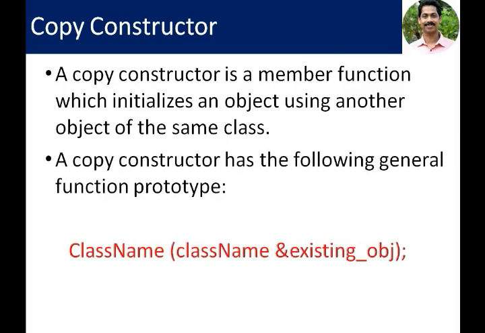A copy constructor has the following general function prototype. Class name, the constructor name and class name are the same. Within brackets, again class name, then a reference variable of an existing object. Here an address of an existing object is received as the parameter. Class name is the constructor name. Again, class name is the data type of this existing object. It is a reference variable, that's why we are putting an ampersand in front of it.